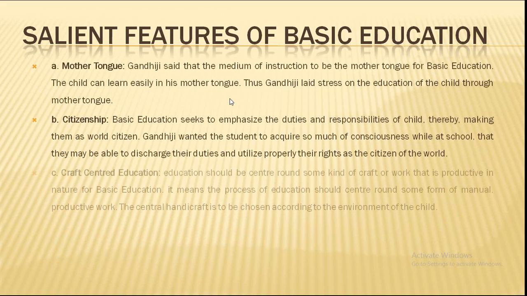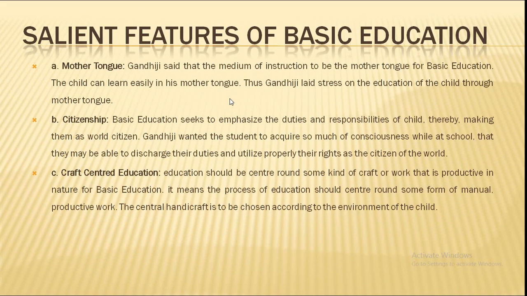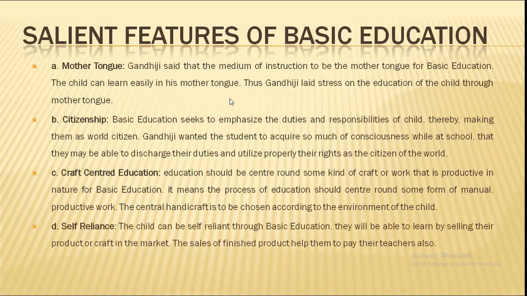Nextly, craft-centered education. I have already told you that Mahatma Gandhi gave emphasis on preparing a productive work through basic education. Okay, so Gandhiji gave emphasis on creative work, productive work by making some different types of crafts. So this is also known as craft-centric education. Nextly, self-reliance. The child can be self-reliant through basic education. They will be able to learn by selling their product or craft in the market. The sales of the finished product help them to pay their teachers also.